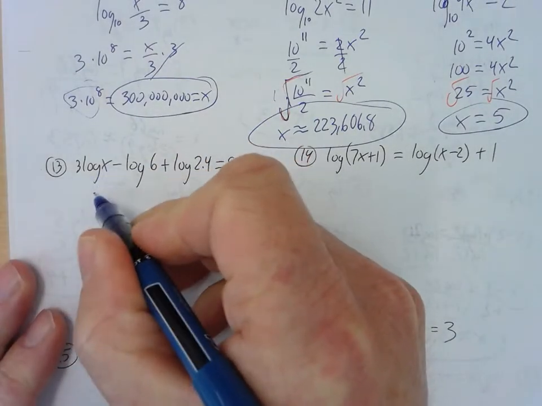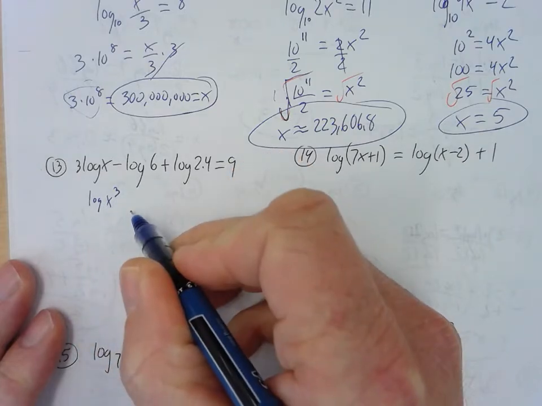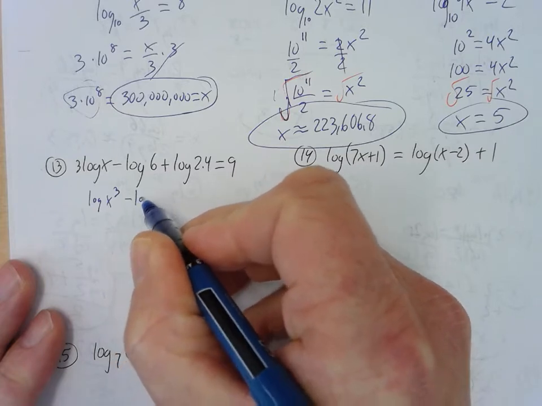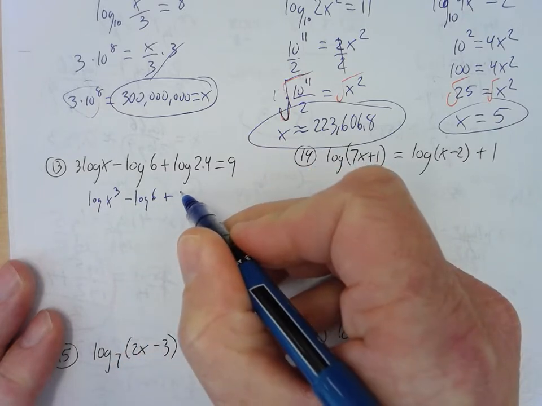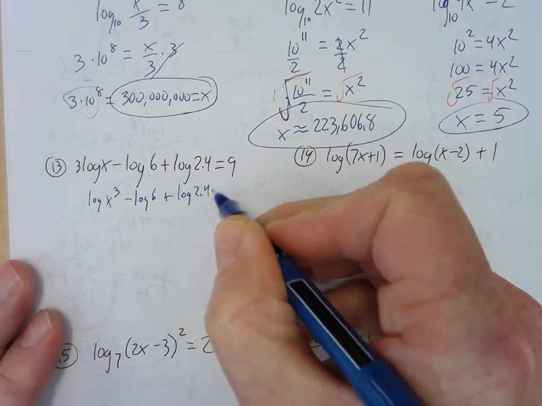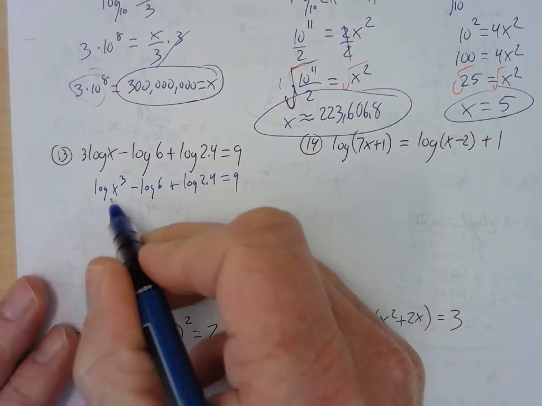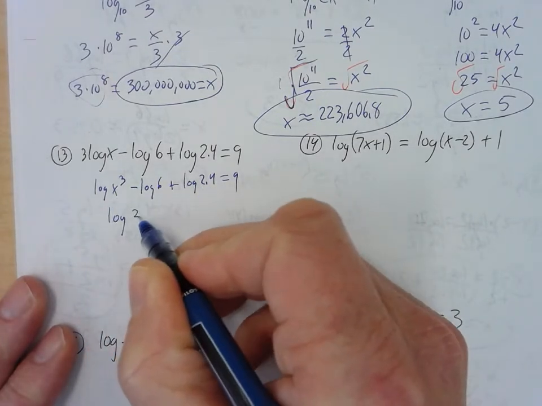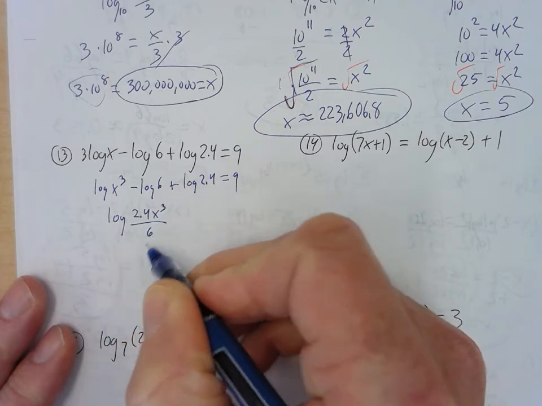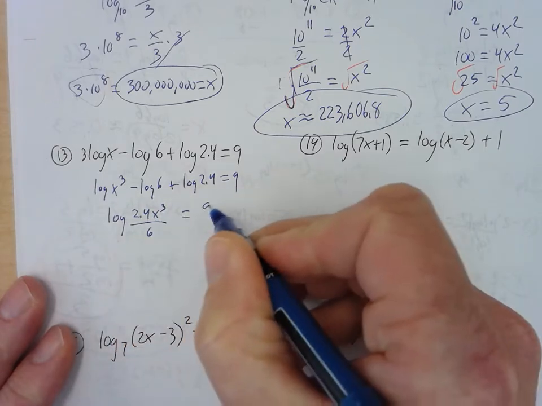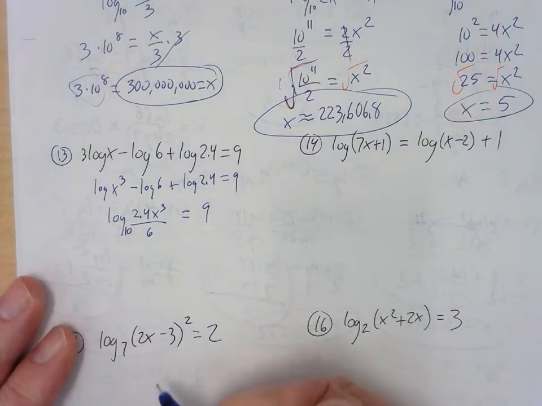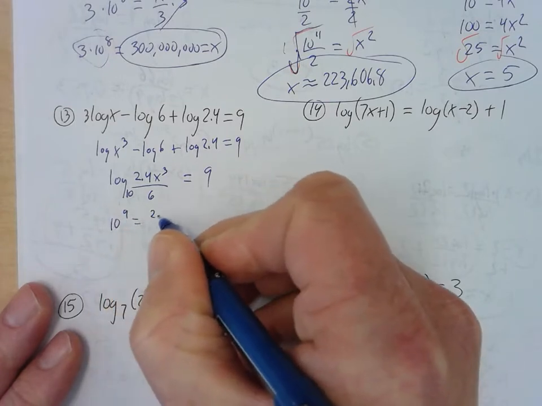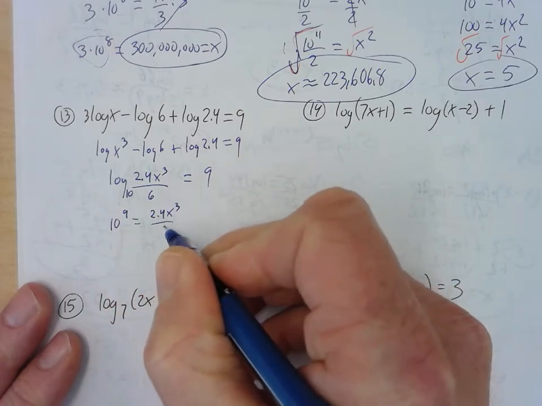The 3 comes up here. It's log x to the third, and then minus 6 would be dividing by 6. I'll put that in the next step, and then multiplying by 2.4. So I'm going to do that all in the next step, equals 9. So it's log of the multiplication, so it's 2.4 x to the third over 6 is equal to 9. Remember, this is log base 10, so it's 10 to the 9th power is equal to 2.4 x cubed over 6.